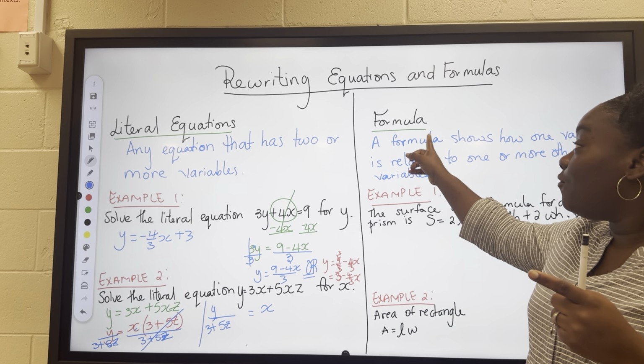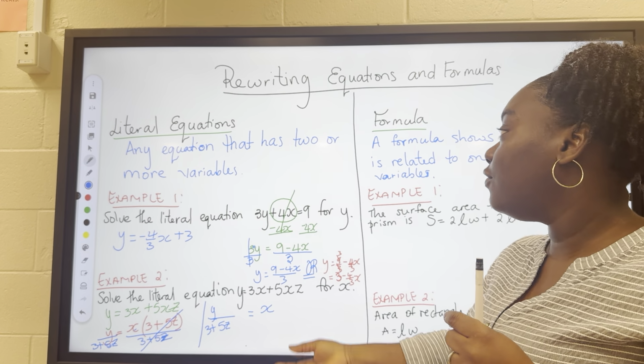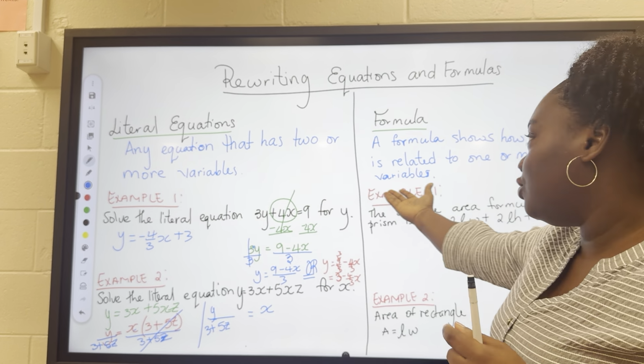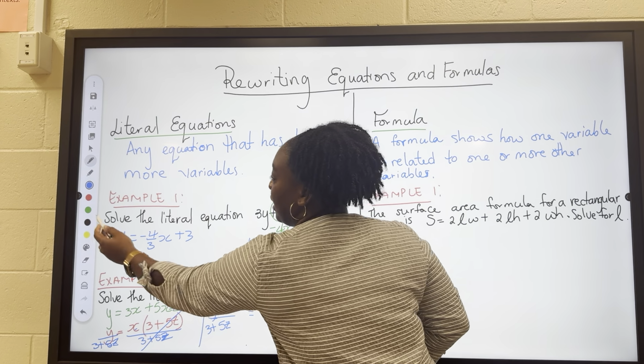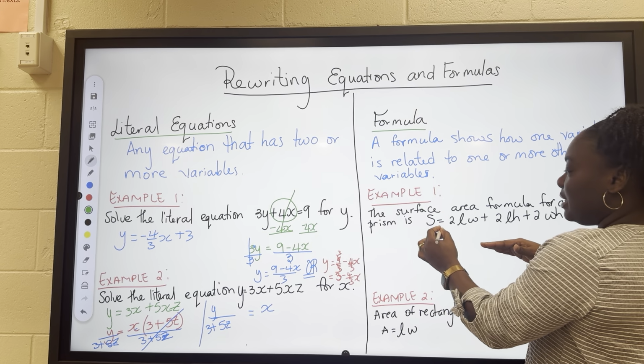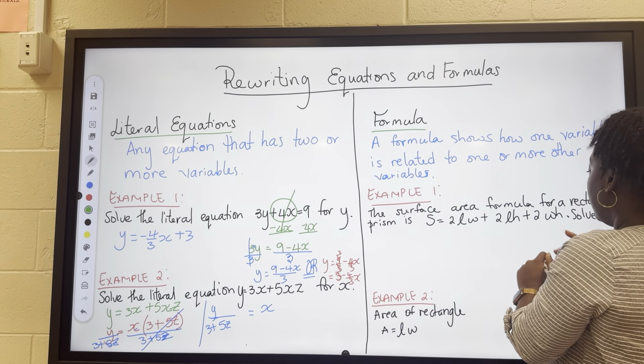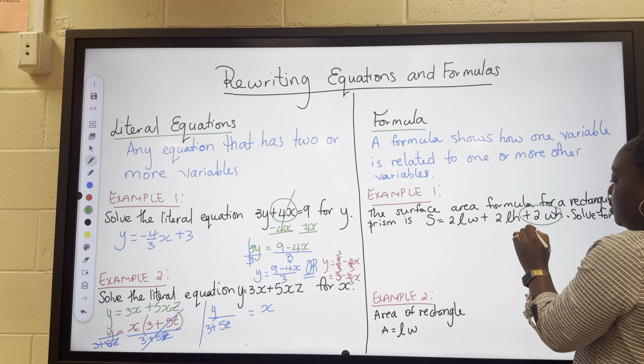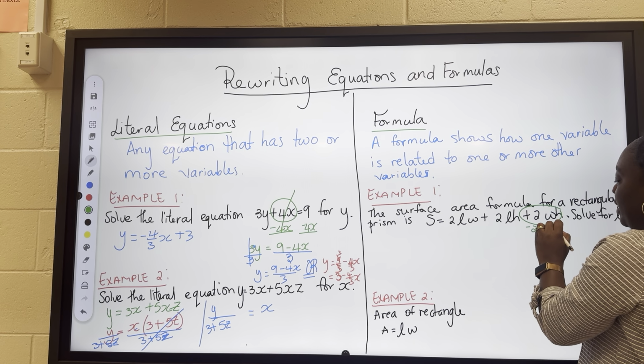Remember now, a formula is a type of literal equation. As you can see, it has more than one variable. So we have our L, we have our W, we have our S in that equation, we have our H, all right? So that is also a type of literal equation. So we're gonna solve for L. What's the first thing that you do right here? I'm gonna take my time and get rid of whatever I need. So I need to move this first. So that's gonna be a minus 2WH.